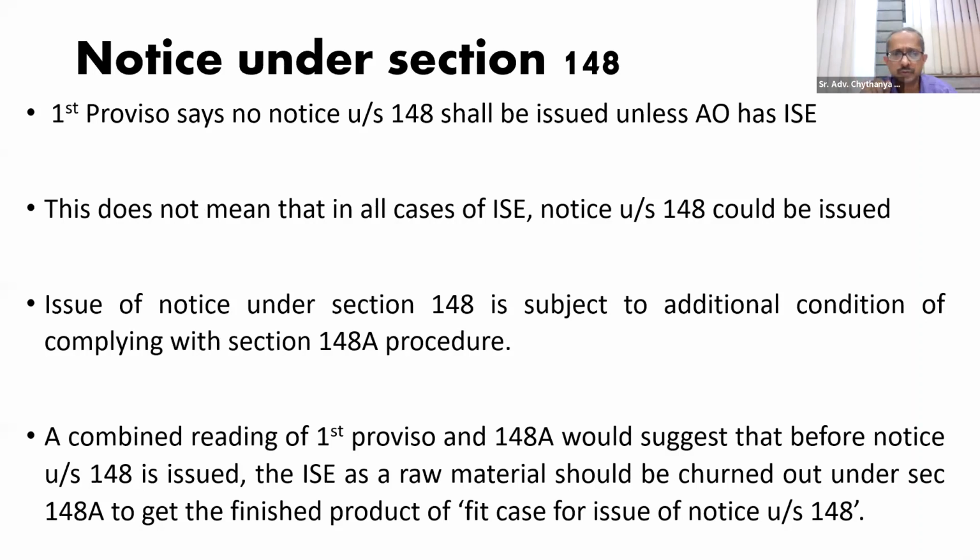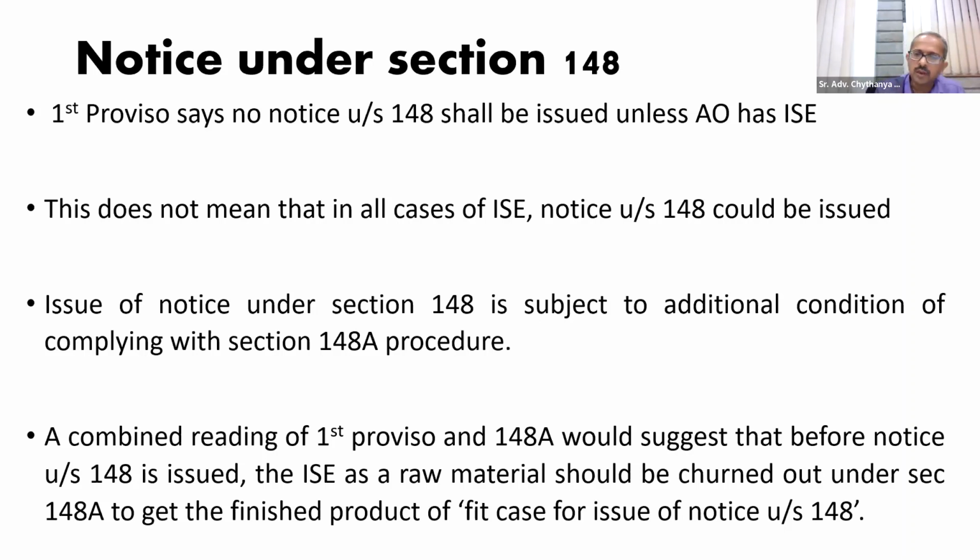See, the first proviso to 148 says no notice under 148 shall be issued unless the AO has information suggesting escapement. But it does not mean that in all cases of information suggesting escapement, notice has to be invariably issued, because the existence of ISC or deemed ISC is just a trigger. Merely because the AO has ISC, he cannot go ahead and issue notice under 148. He has to follow the procedure of 148A. Meaning what? He has to give you a notice under 148A clause B, giving you the so-called information suggesting escapement. If he has carried out any inquiry, he will have to share with you the results of the inquiry, give you a show cause notice, hear you, and pass an order.